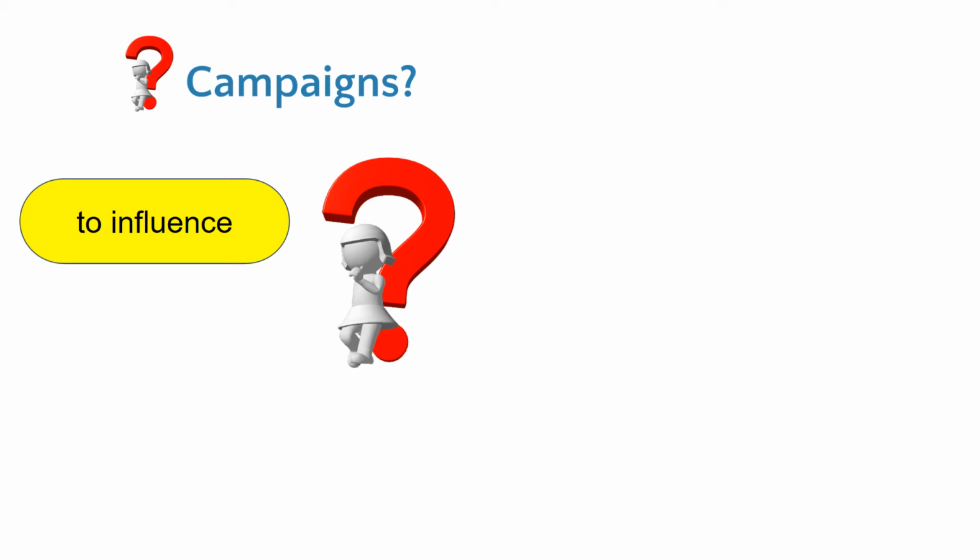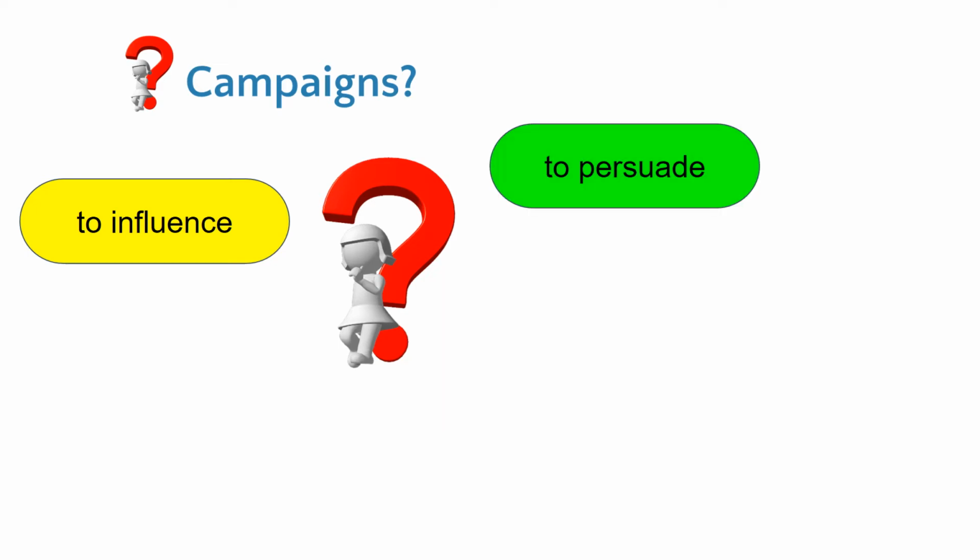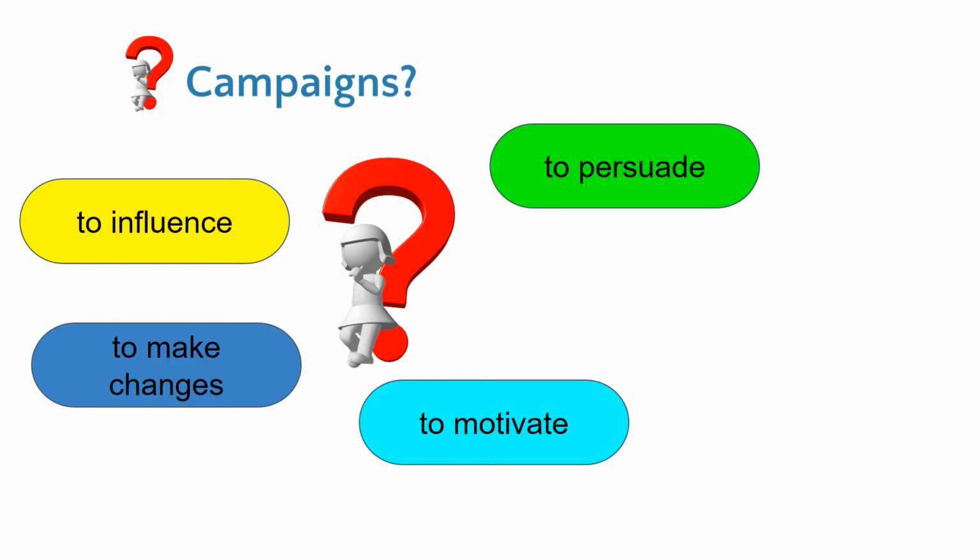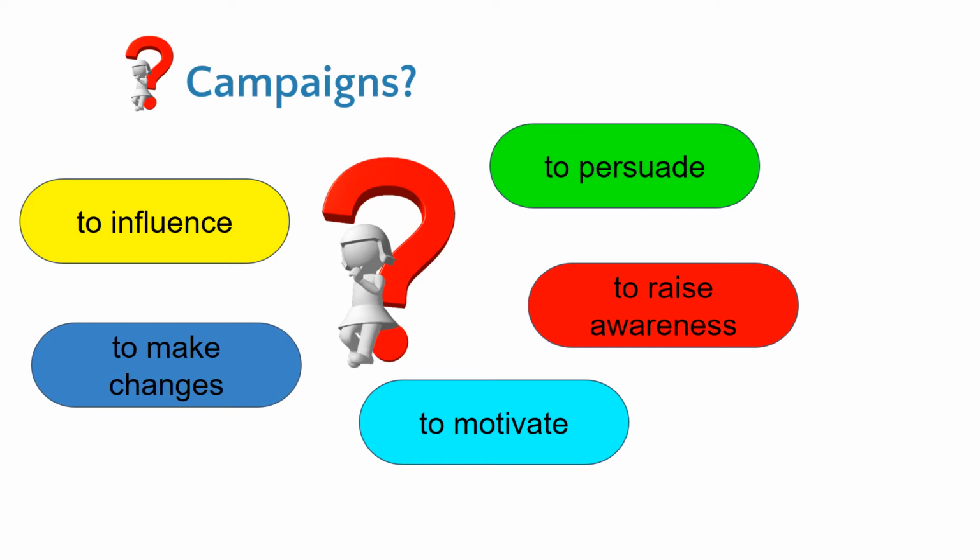Here are some possible answers. They want to influence us. They want to persuade us. They want to motivate us. They want to make changes. And they want to raise awareness about the issues they're fighting for.